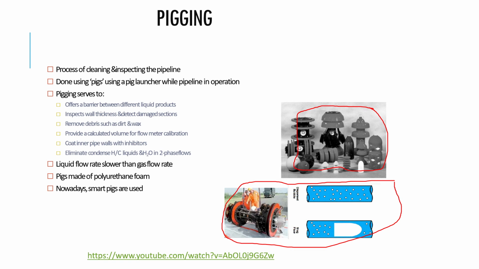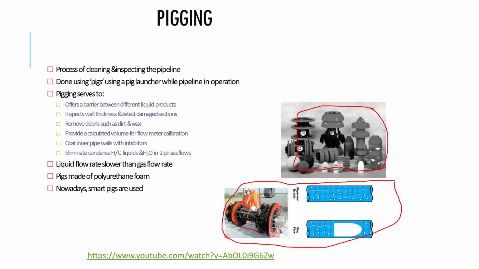So the main purpose of doing what we call pipe pigging, which you can also see in the video here, is two things: cleaning and inspection of the pipe. Cleaning the pipe from dirt, waxes and solid material impurities, and inspecting the pipe for wall thickness, or for example if it has cracks.